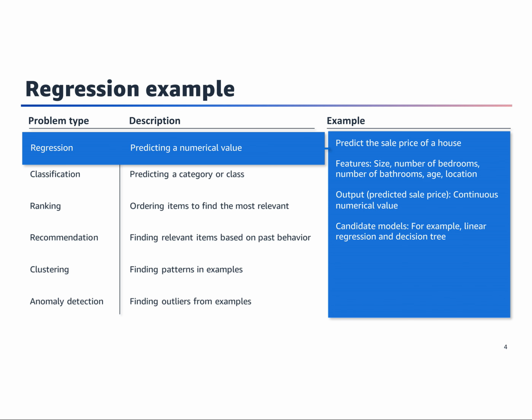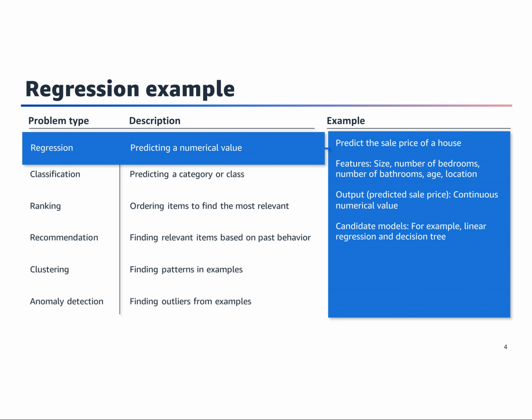First, consider regression. Imagine that you are a real estate agent and you want to predict the sale price of a house based on its characteristics, such as size, number of bedrooms, number of bathrooms, age, and location. You have a dataset that contains the sale price and characteristics of houses that have recently sold. You can use this dataset to build an ML model that can predict the sale price of a house based on its characteristics. This is a regression problem because the output, predicted sale price, is a continuous numerical value.